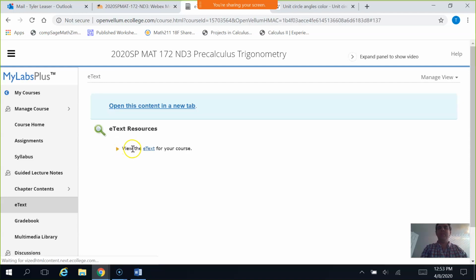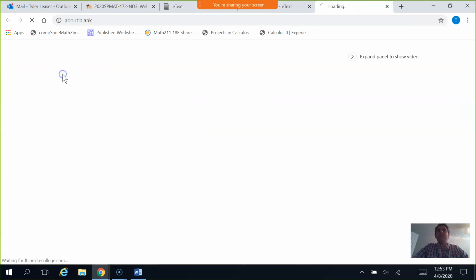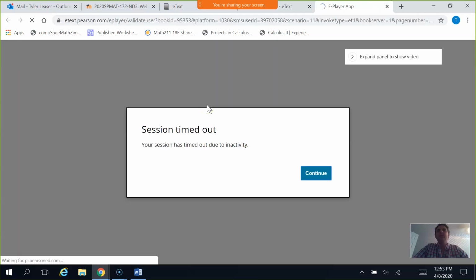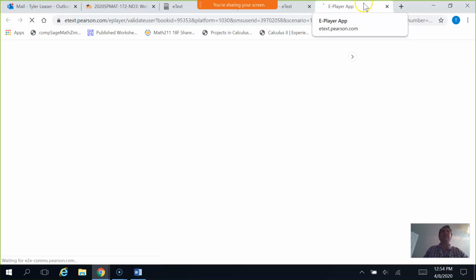Maybe we'll be able to pull up the book. There it goes. Come on, book. The one time my computer freaks out on me. This is the one time I really need it.